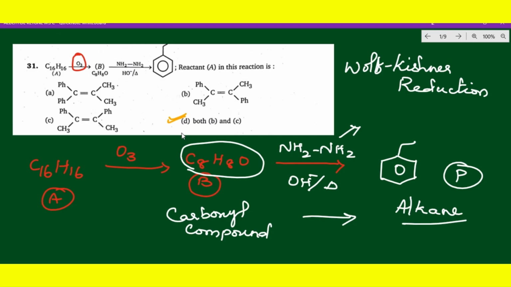So option B is the correct option. Hope you got the clarity. See, here only they have given the small key. From that only we can get that idea.